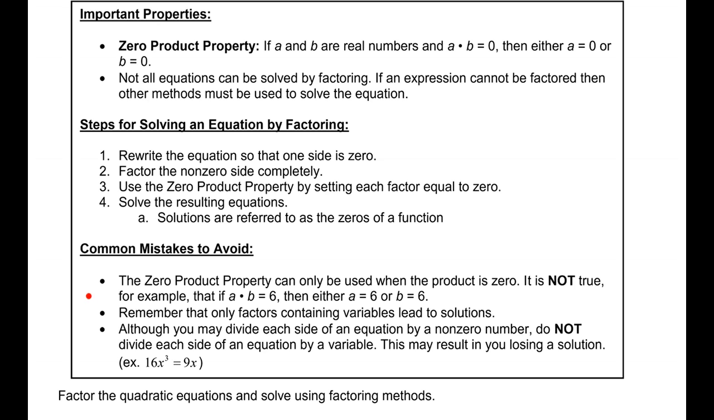Common mistakes to avoid. The zero product property can only be used when the product is 0. It is not true, for example, that if a times b equals 6, then a equals 6 or b equals 6. It has to be equal to 0. Also, remember that only factors containing variables lead to solutions. And although you may divide each side of the equation by a non-zero number, do not divide each side of an equation by a variable. This may result in you losing a solution.